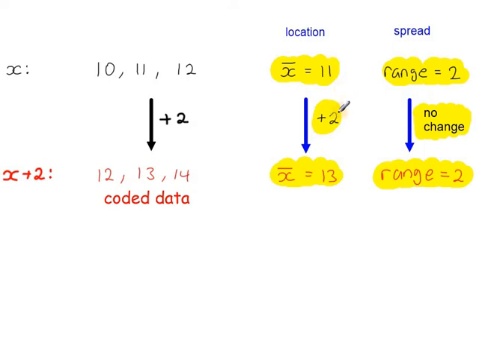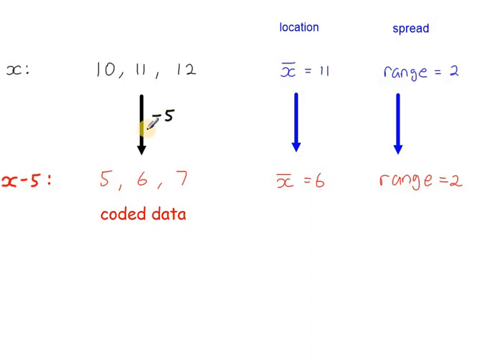For the mean we just add on 2, we're doing the same as here. For the range we can see there's no change, so adding a fixed amount to all of your original data has no effect on the spread. Location changes by the same amount.